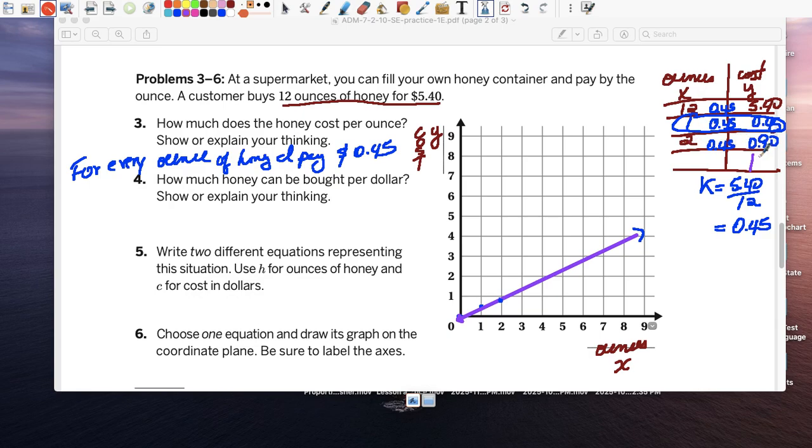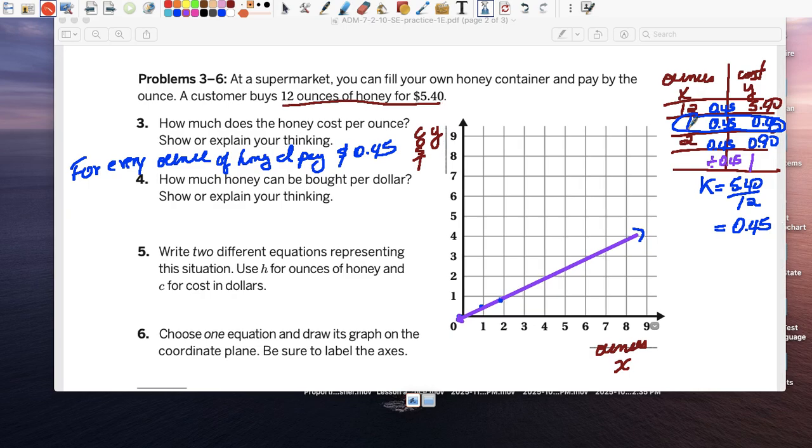But if I had the dollar and I want to go backward, I'm going to divide this dollar by 45 cents. And in class, we said that it was going to be 2.22222222 forever. But we're going to write that as a fraction. So let me just divide that. So 1 divided by 0.45 is 2.222. And as a fraction, which is even better, I'm going to say, hey, you can take 2 2/9 of an ounce. That's how much honey you get.